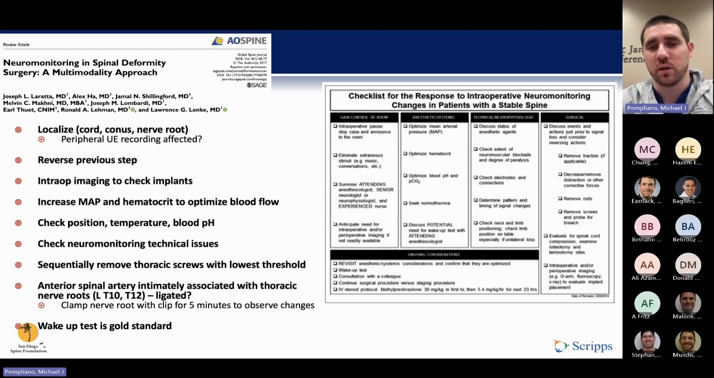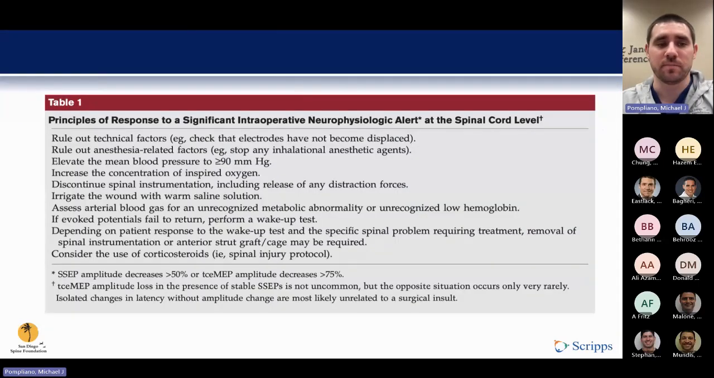So that allows it to be undone if any changes do occur. I think that is a very good idea. My question, I guess, to them would be 5 minutes based on some of the other literature that we've seen may not be enough time, though it's certainly better than nothing. And with a ligation of the anterior spinal artery, that would definitely be a significant change that probably would show up sooner than any smaller change in isolation. At the end of the day, the wake-up test is the gold standard, so keep that in mind.